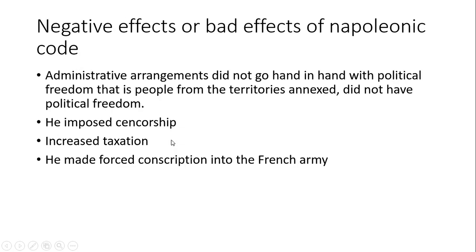So, though Napoleon was known for his code and was famous for his administrative way, there were a few negative effects or bad effects of the Napoleonic Code. Though he was good, he was attacked by the European powers. He was subdued, or he lost to the European powers. Why did he lose? Why did people become unhappy because of Napoleon? Because administrative arrangements did not go hand in hand with political freedom.